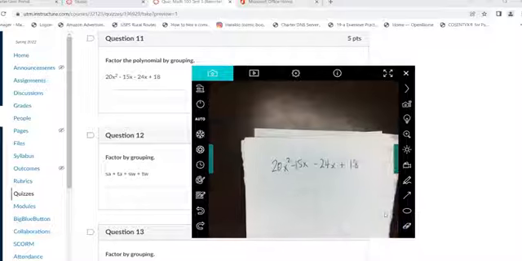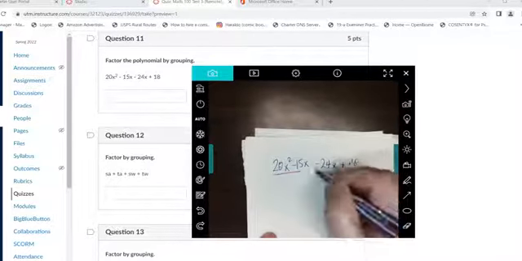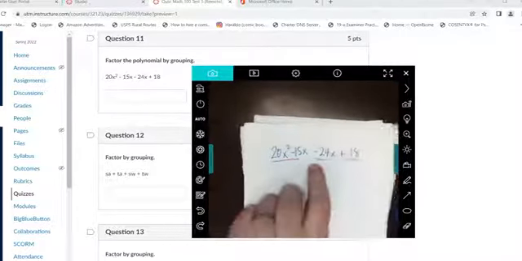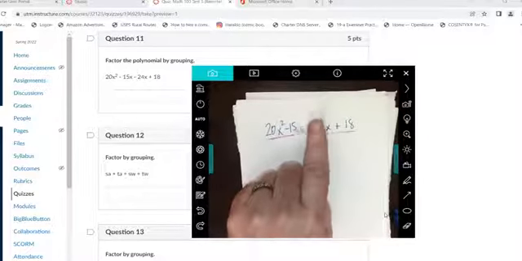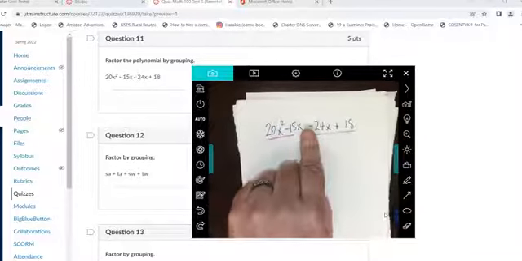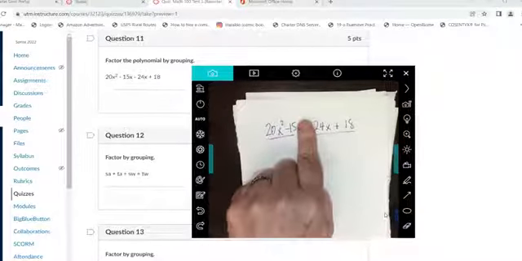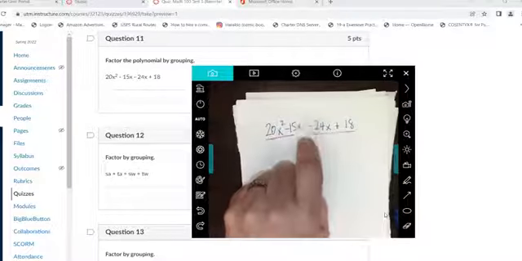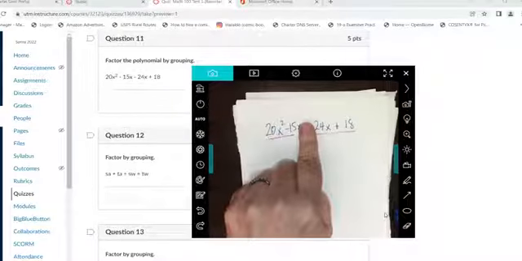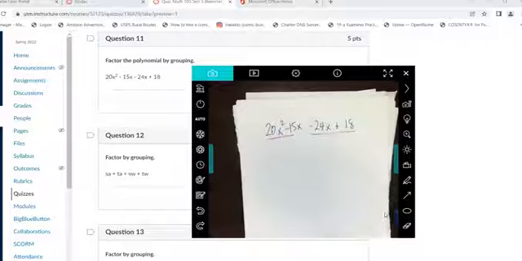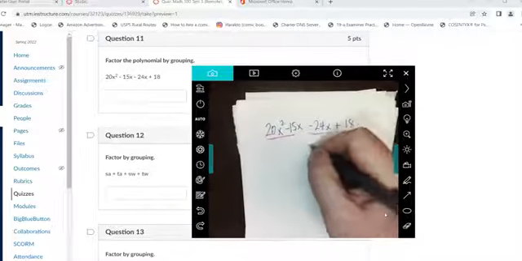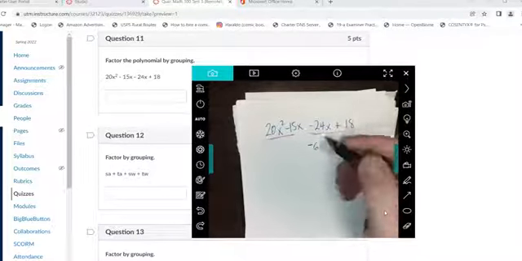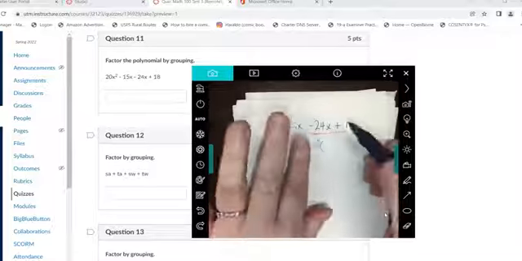Okay. I'm going to group these into here. I'm going to start with this one because its leading term is negative. Okay. Now, what do 24 and 18 have in common? 18 is 6 times 3 and 24 is 6 times 4. So I'm not going to pull out a 6. I'm actually going to pull out a negative 6.